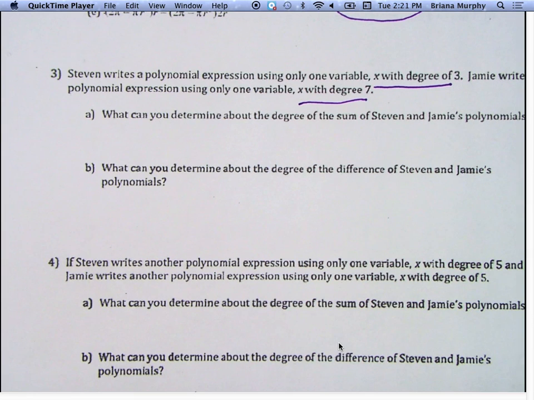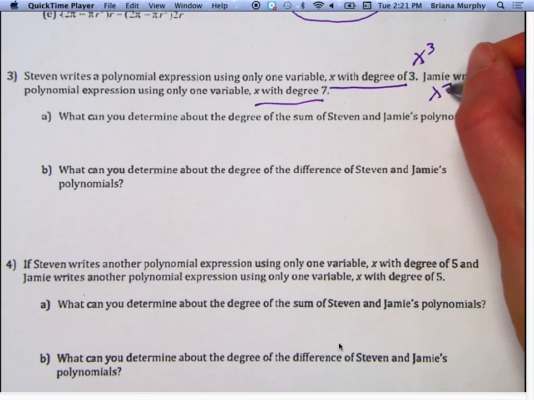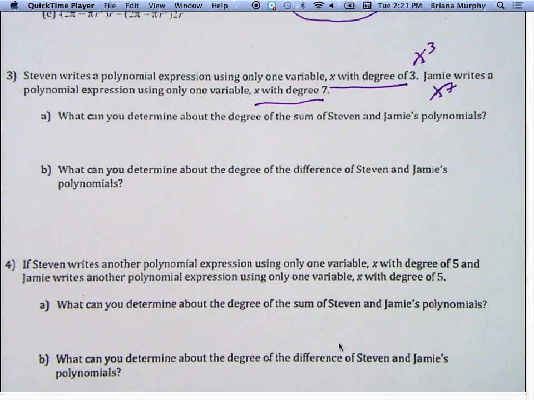You can't add them together because they're different terms, right? x to the 3rd and x to the 7th, I couldn't possibly. You could add 4 to x to the 3rd. No, you can't. If you add 4, you get x to the 3rd plus 4. Is it asking you to solve anything? No. Now listen to the question again. What can you determine about the degree of the sum of Steve and Jamie's polynomials?